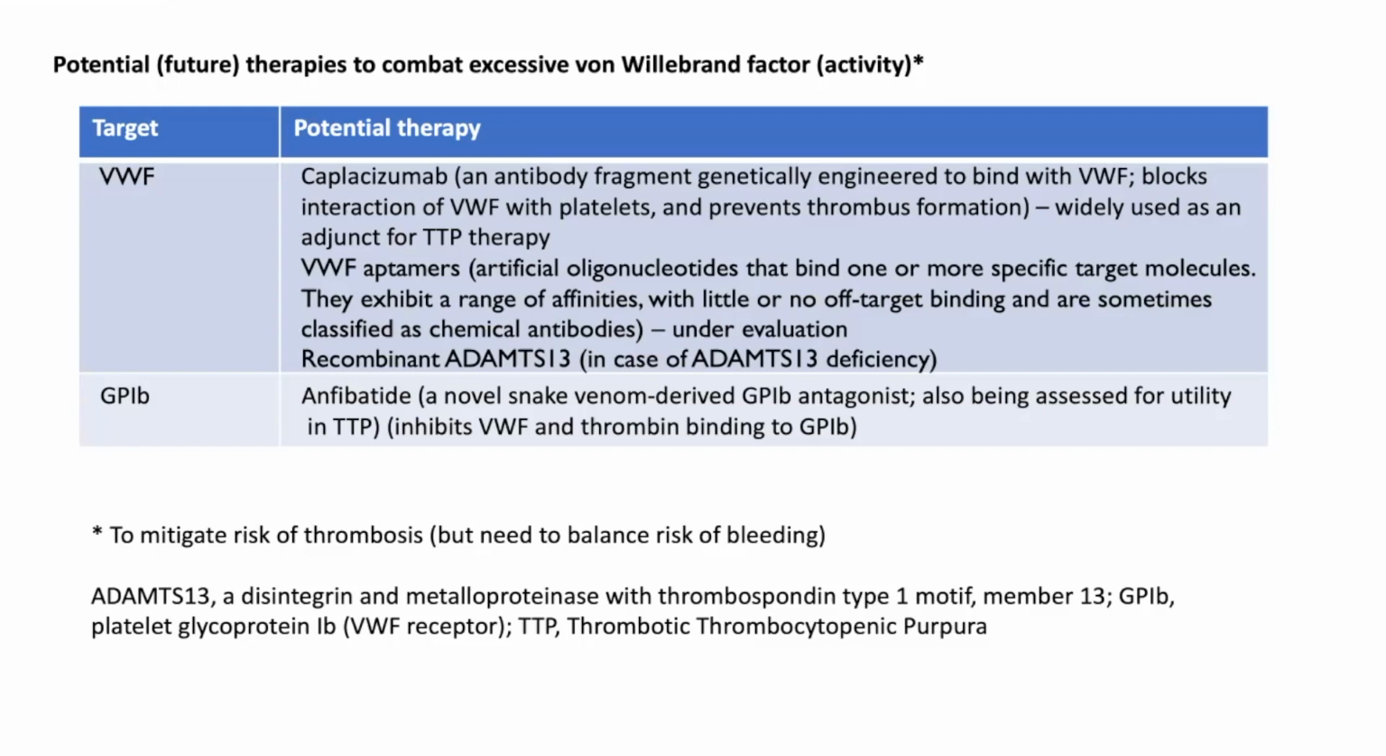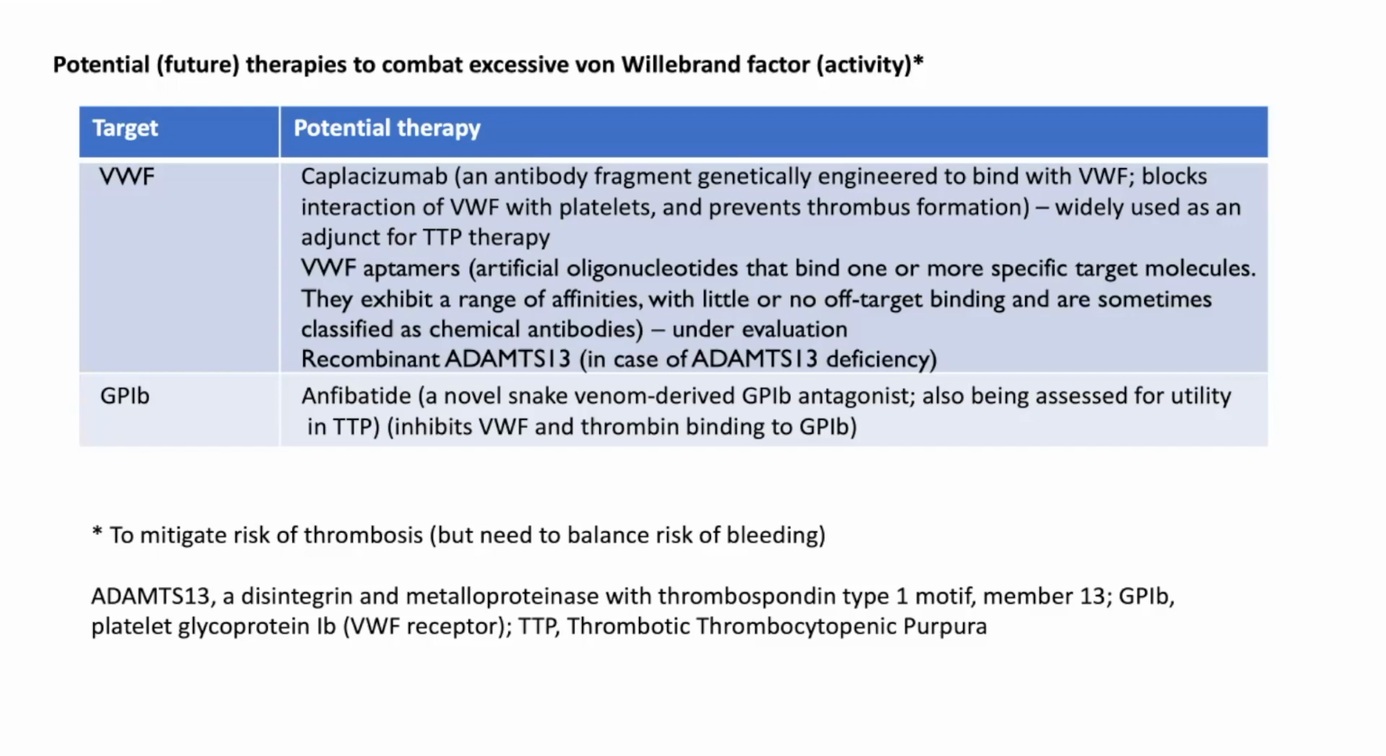And there are a number of other VWF aptamers. These are artificial oligonucleotides that bind to one or more specific target molecules, and they exhibit a range of specificities or affinities with little or no off-target binding, and are sometimes classified as chemical antibodies, and they're under evaluation. So there are a number of VWF aptamers that could also be used, which will bind to VWF and then prevent that VWF from binding and causing thrombosis. Another potential therapy is, of course, recombinant ADAMTS13 in the case of ADAMTS13 deficiency, where that is leading to a state of excess von Willebrand factor.